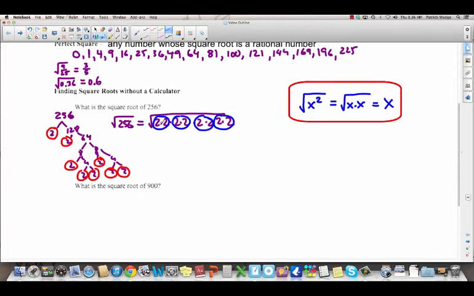So the square root of 2 times 2 is 2, and the square root of 2 times 2 is another 2, and the square root of 2 times 2 is another 2, and the square root of 2 times 2 is another 2. So the answer is going to be 2 from this pair times 2 from this pair times 2 from this pair times 2 from this pair. What's that equal? 2 times 2 is 4, times 2 is 8, times 2 is 16. The answer is 16.